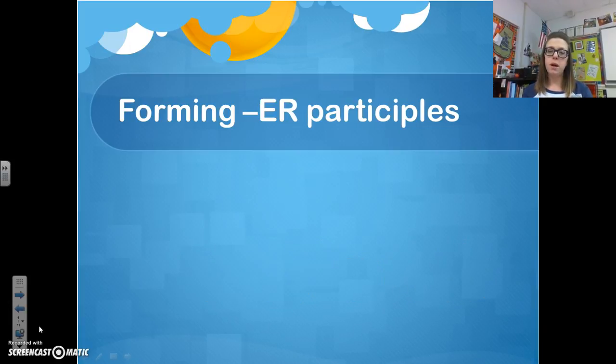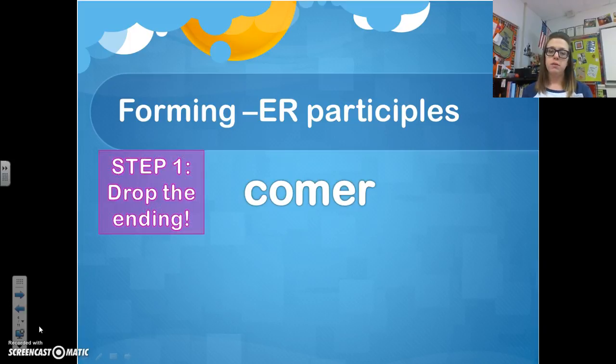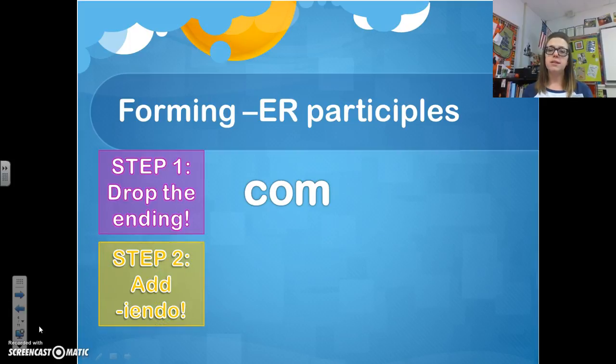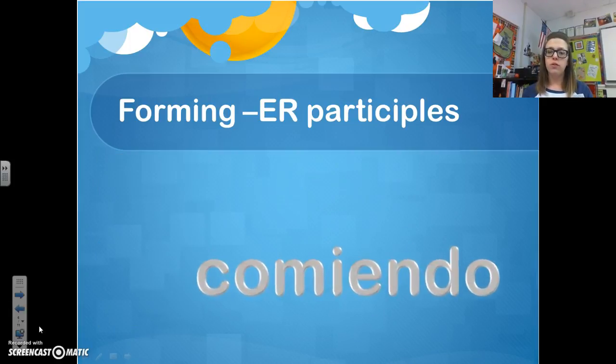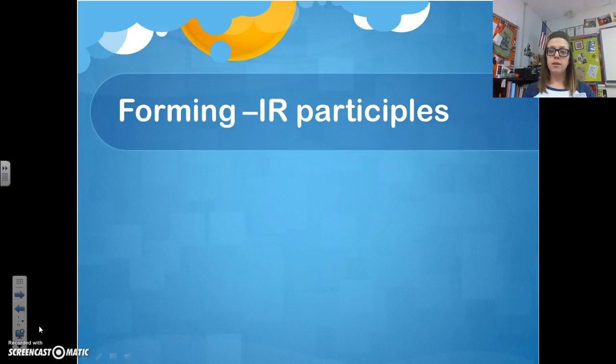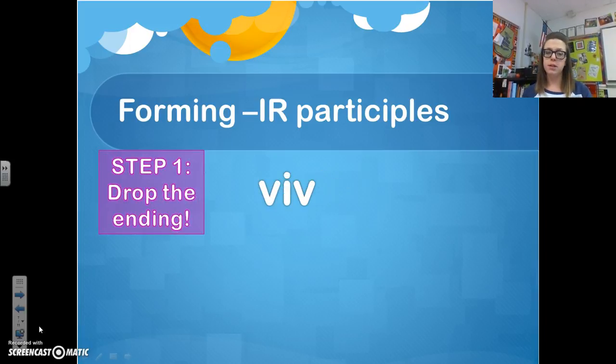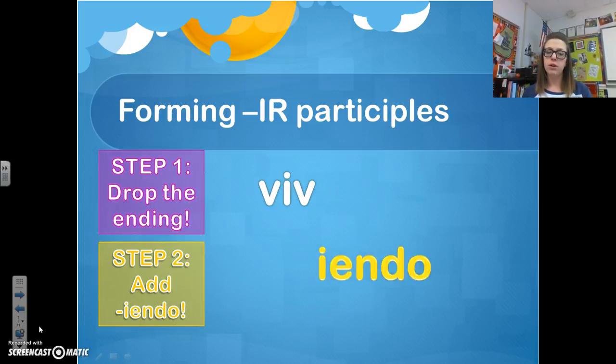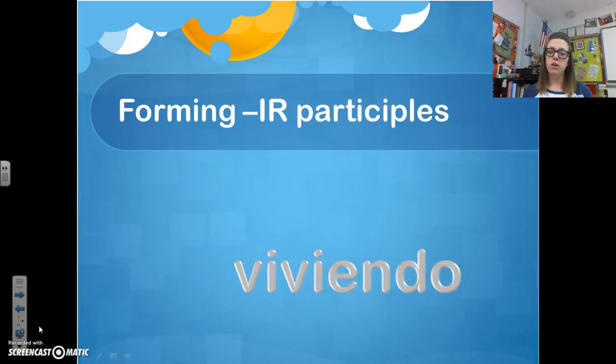Okay? Forming ER participles. For example, comer is an ER verb. First step is to drop the ending, so we're going to take that ER off. Then our second step is to add yendo. Okay, so it becomes comiendo. Then to form IR participles, we do the same thing as ER. Essentially, we take the IR off this time. We're going to drop that ending and then add yendo, so it becomes viviendo.